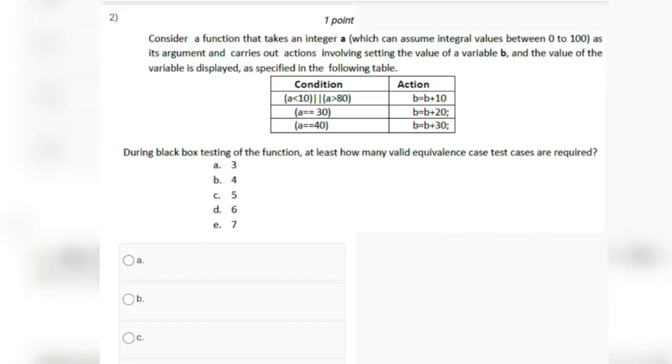Question number 2 is: consider a function that takes an integer a which can assume integral values between 0 to 100 as its argument and carries out actions involving setting the value of a variable b, and the value of the variable is displayed as specified in the following table. So data is given, and during black box testing of the function, at least how many valid equivalence cases are required? Options are 3, 4, 5, 6 and 7. So the correct answer for question number 2 will be option D, that is 6.